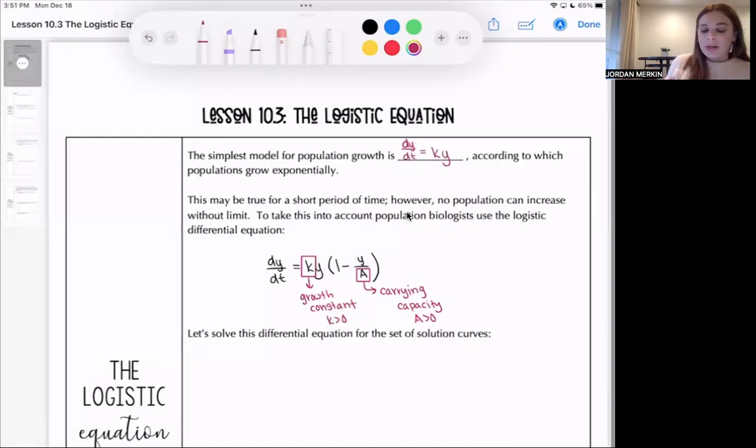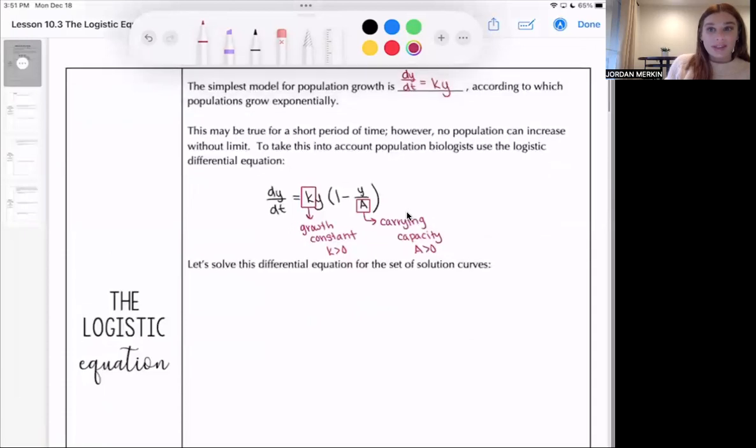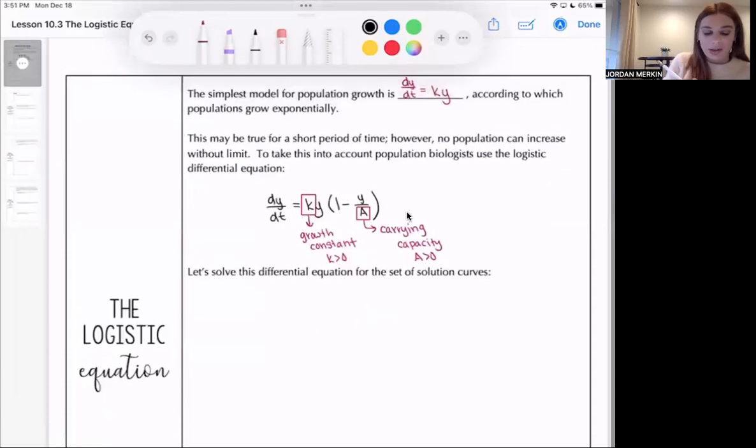Okay, so now what we're going to do is we're going to solve this differential equation. This is a little bit complex. And so if you haven't done partial fractions in regards to integration, you might want to brush up on that before you watch the whole thing through. But we're going to go ahead and jump right in. So dy dt equals k times y times 1 minus y over A. And we're going to solve this sucker.